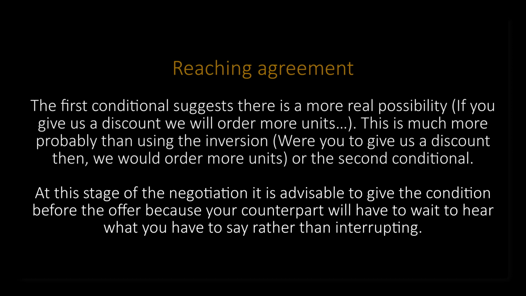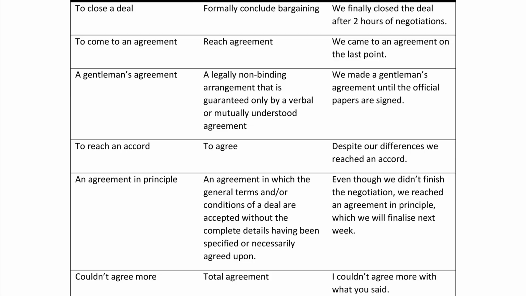When we're reaching agreement, we can use a number of idioms, and the first one is to close a deal, okay? So to close a deal is to formally conclude the bargaining process, okay? So to close a deal means that the deal has reached a successful conclusion, okay? To come to an agreement, okay? We use the verb to come. So to come to an agreement means to reach an agreement, okay?